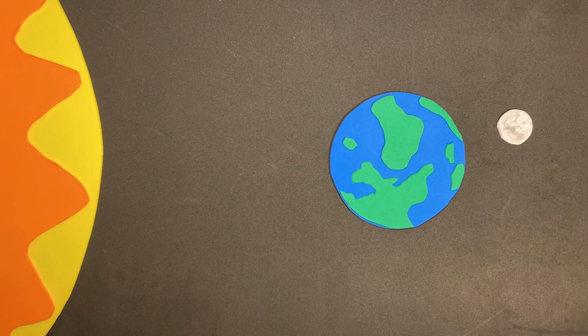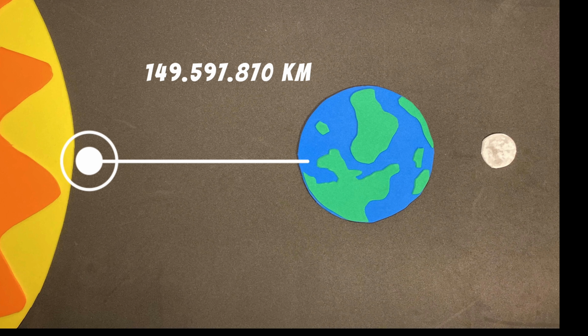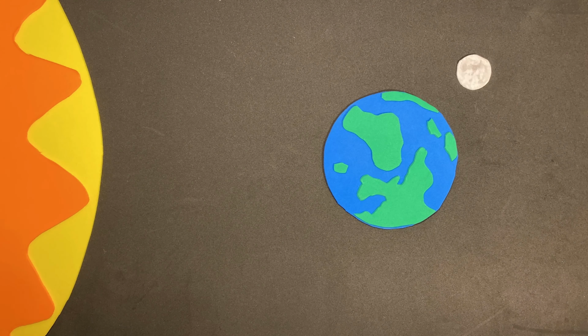Compare the distances of the Sun, Earth, and Moon relative to each other. The Moon is much closer to the Earth than to the Sun. This is why it is observed from Earth as if it were almost the same size as the Sun.